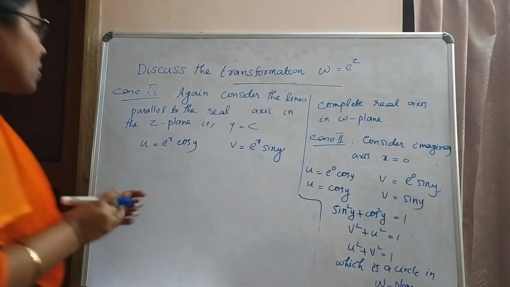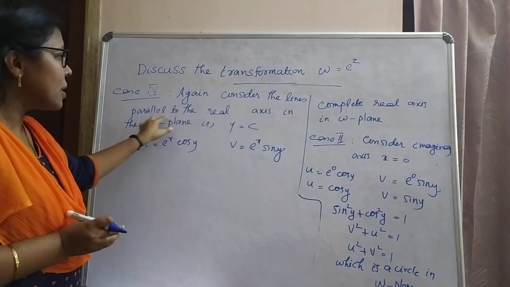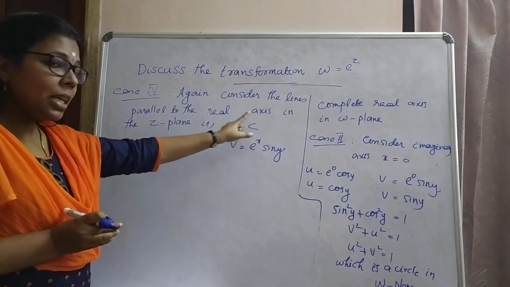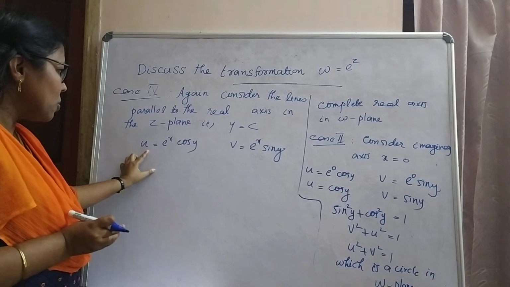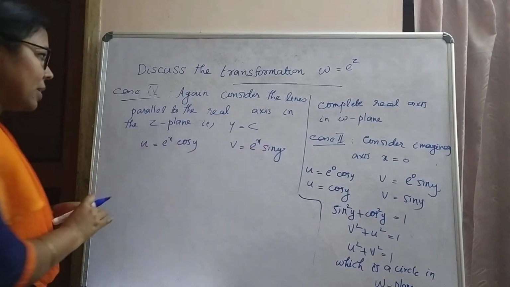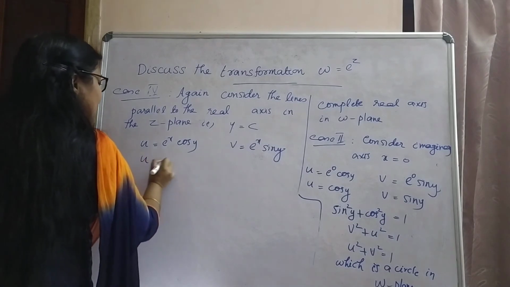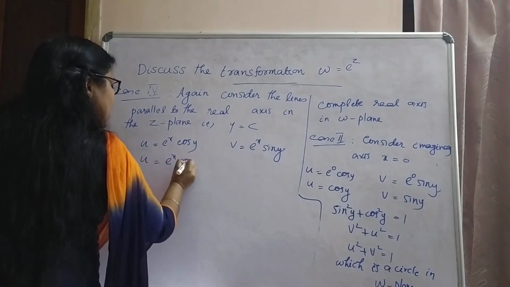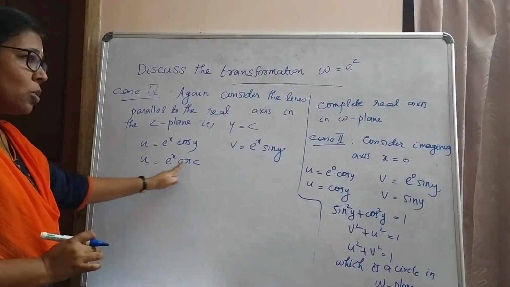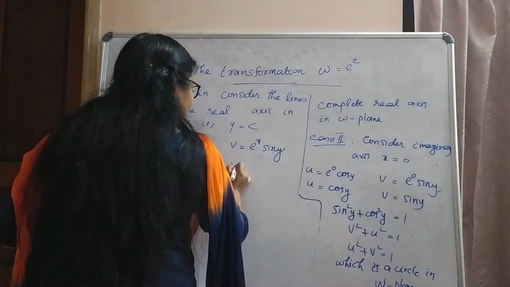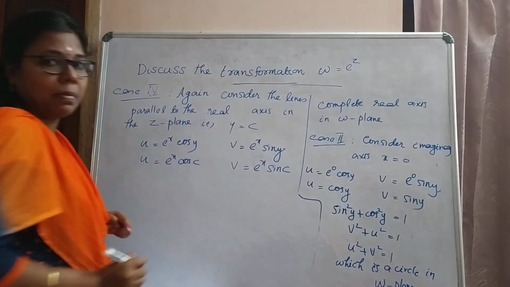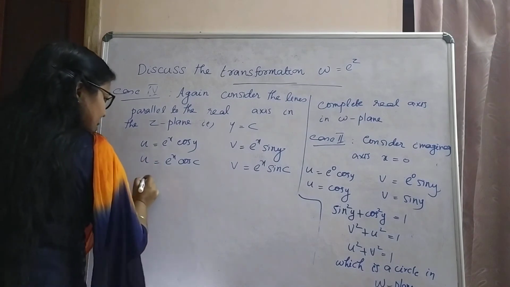Now case 4: again consider the lines parallel to the real axis in the z plane, that is y equal to c. Y equal to c means u equal to e raised to x cos y, and v equal to e raised to x sin y. Here u becomes e raised to x cos c, because y equal to c, and v equal to e raised to x sin c.